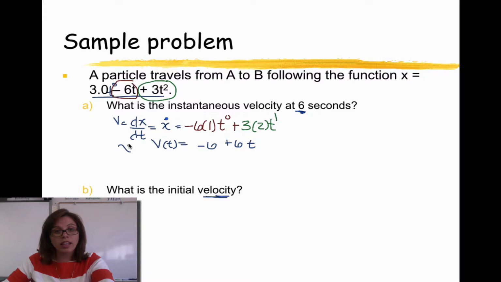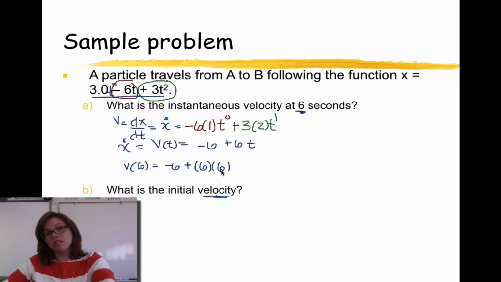Another way of saying that is your x dot equation. Okay? Now, we want to find the velocity at 6 seconds. So the velocity at 6 seconds is negative 6 plus 6, and then you just put in 6 for time. 6 times 6 is 36, minus 6 is 30, and we just put in some units there because I need to do that.